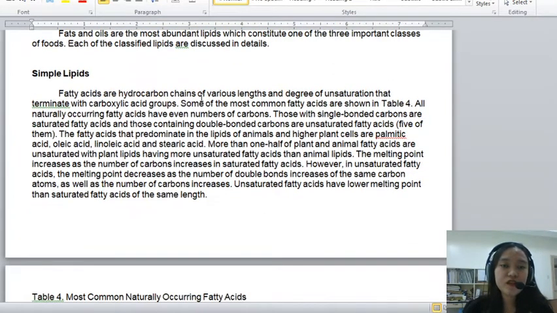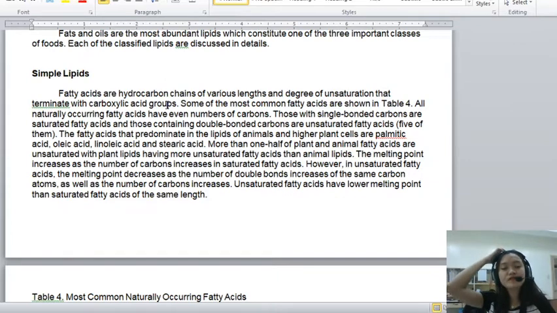Starting off with simple lipids. Your simple lipids, these are fatty acids. Fatty acids are hydrocarbon chains of various lengths and degree of unsaturation that terminate with carboxylic acid group.